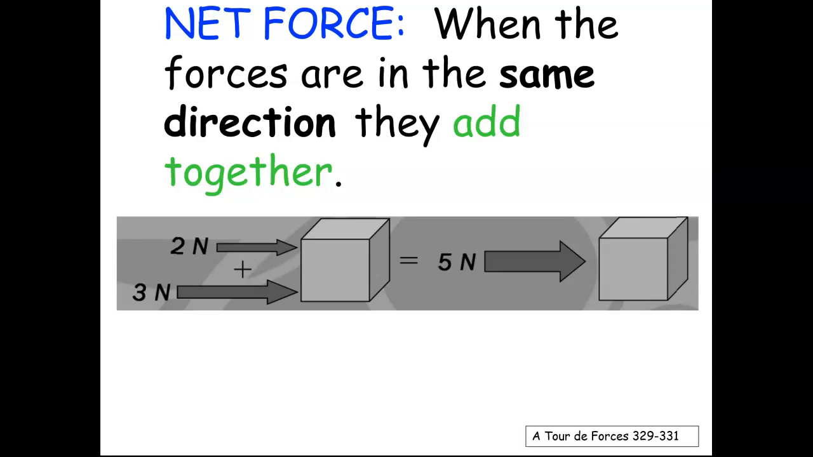So when you look at force diagrams, you are going to add the ones that are in the same direction. And here you can see the example. Maybe person 1 pushes with 2 newtons, and another person who's stronger pushes with 3 newtons. If we add them together, the net force on the box is going to be 5 newtons to the right.